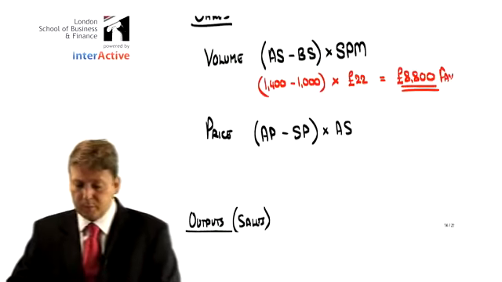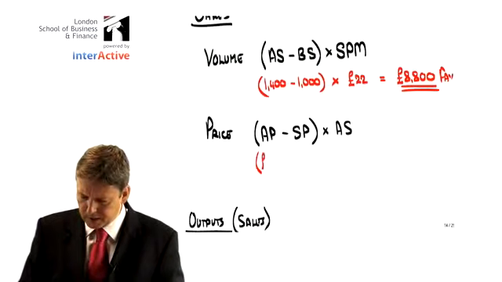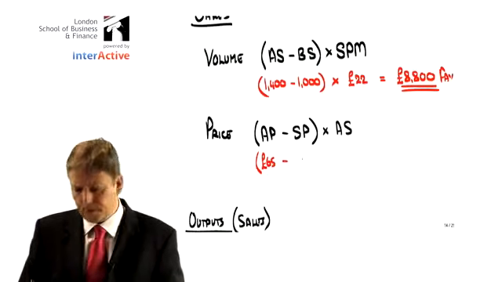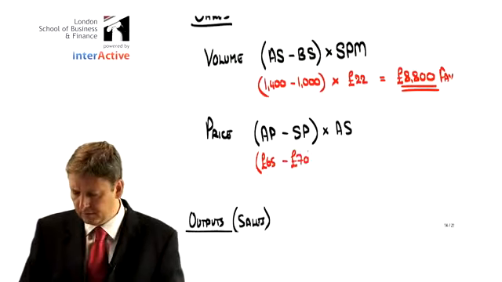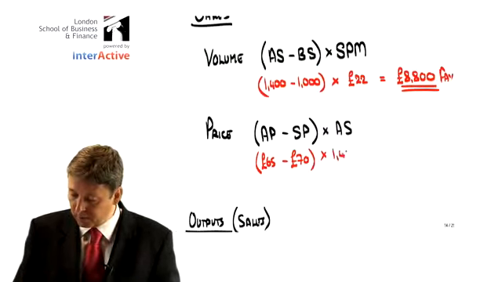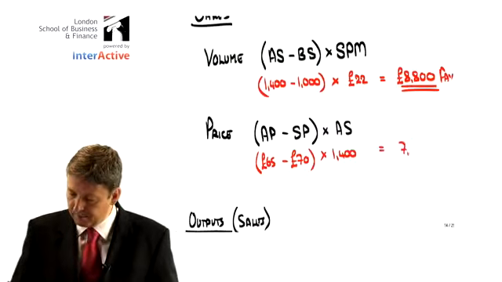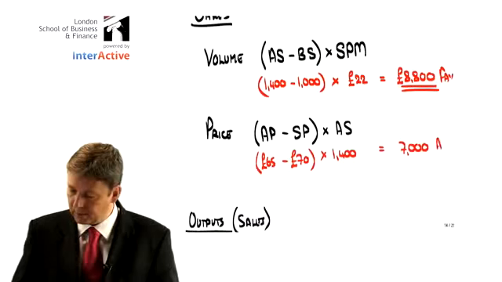Now let's look at the price variance. What was the actual price? I think we said it was 65, didn't we? And the standard price was 70. We multiply by the actual sales, 1,400, and what do we get? £7,000 adverse.